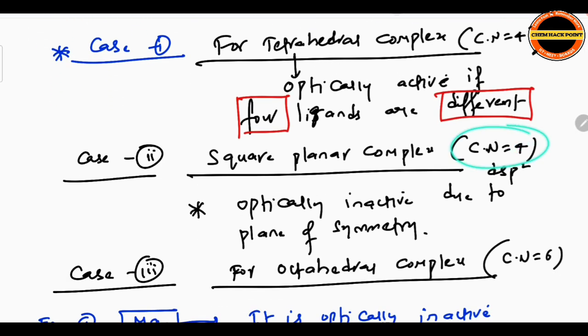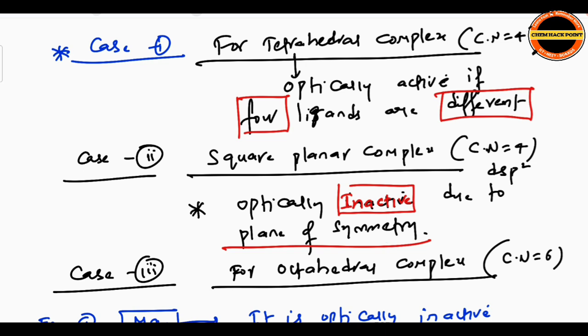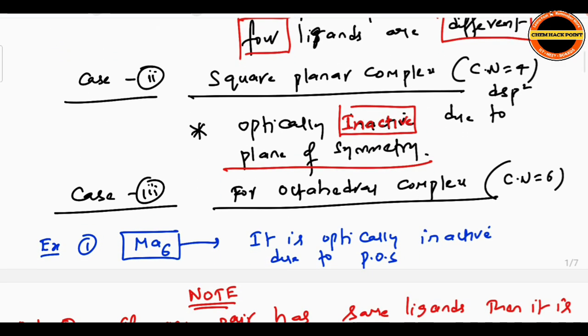Next type, coordination number 4, that is dsp2 hybridization. Square planar complexes are optically inactive. Write the reason clearly, due to plane of symmetry, because we can cut a square planar complex along the plane. Whatever different type of ligands you place, we can cut along the plane. That's why plane of symmetry makes it optically inactive.